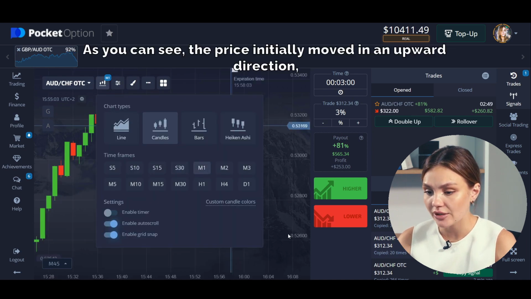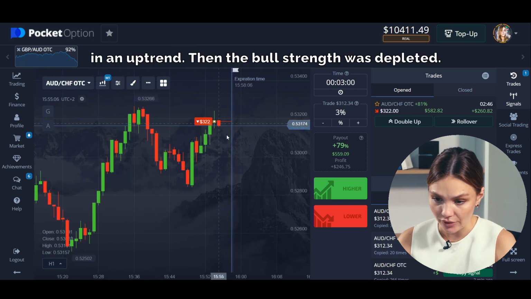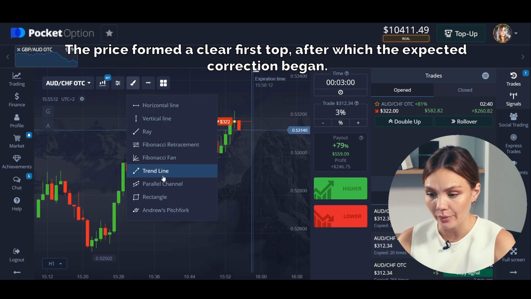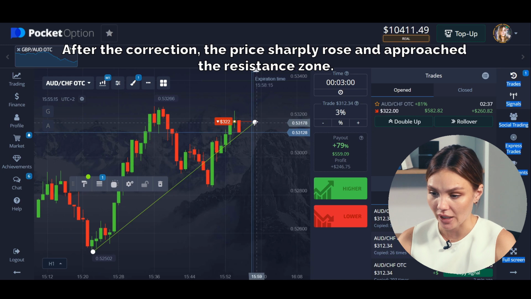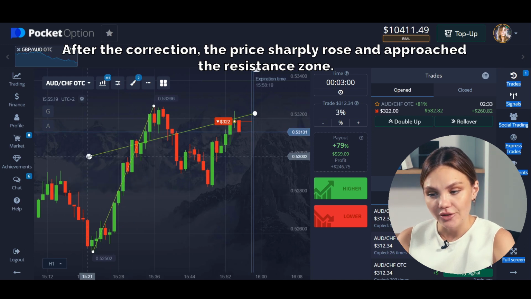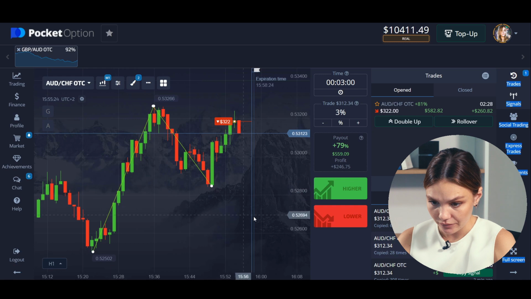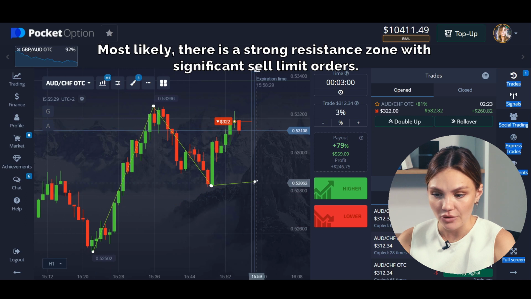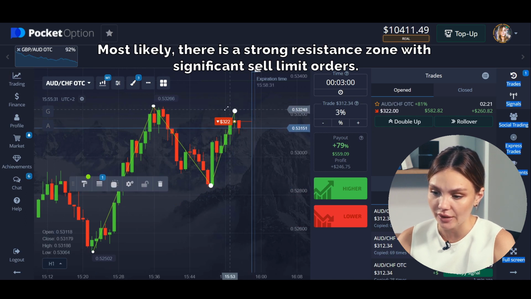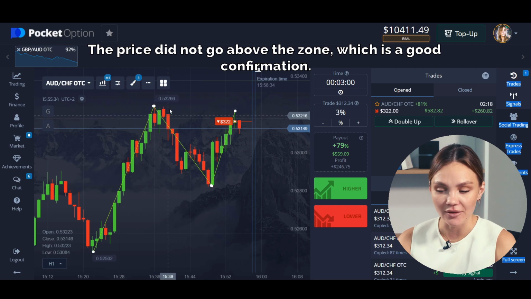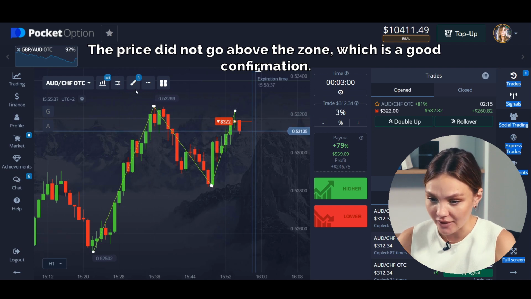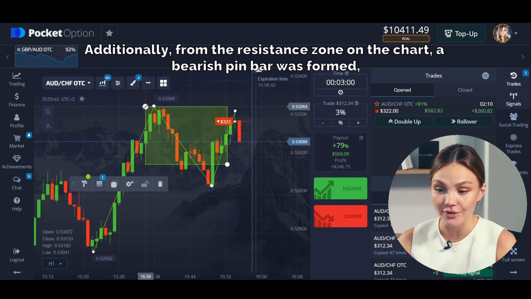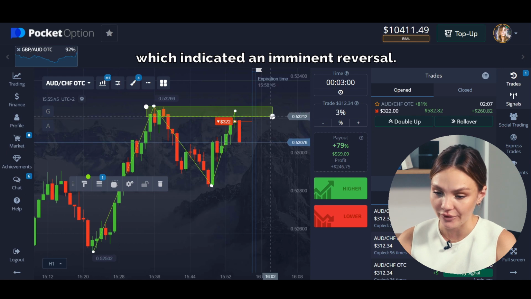As you can see, the price initially moved in an upward direction in an uptrend. Then the bull strength was depleted. The price formed a clear first top, after which the expected correction began. After the correction, the price sharply rose and approached the resistance zone. It returned approximately to the same level where the first top was formed. Most likely there is a strong resistance zone with significant sell limit orders. The price did not go above the zone, which is a good confirmation. Additionally, from the resistance zone on the chart, a bearish pin bar was formed, which indicated an imminent reversal.